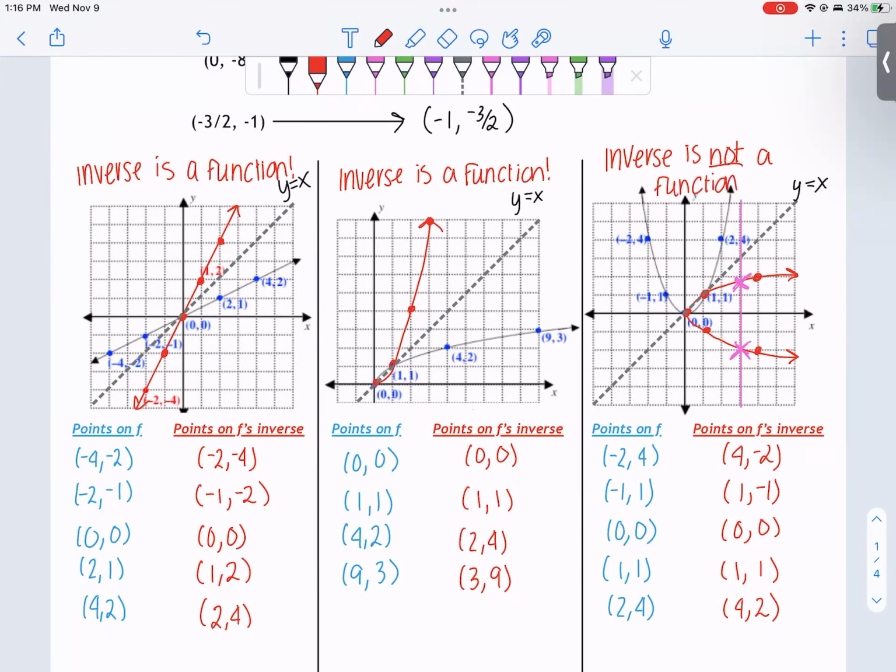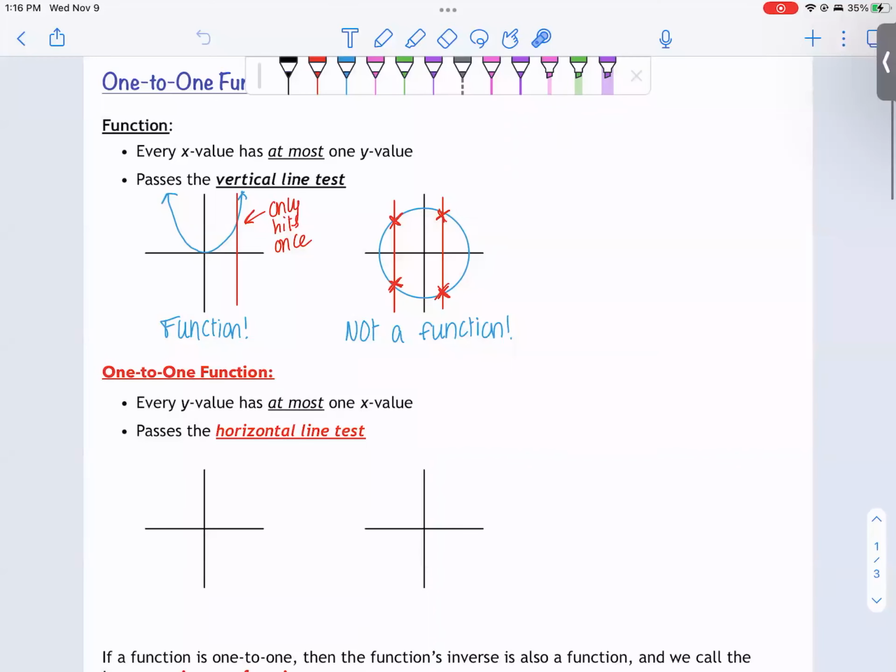And the reason that this is an important conversation is that functions are obviously really nice things to work with. They take in an x value, they do something to it, they spit out one y value and one y value only. And so we really like when things are functions versus when they are not functions. And it makes us interested in what types of functions have inverses that are also functions. And that brings us to one-to-one functions.